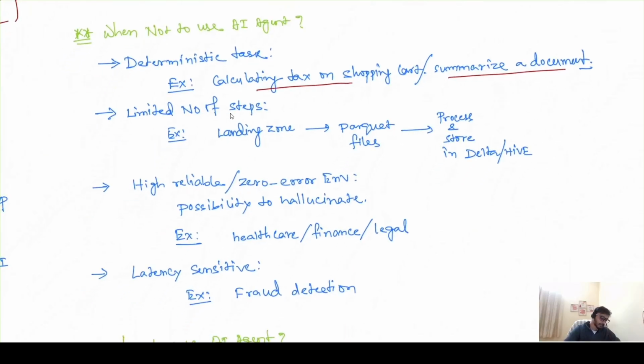Now let's see the limited number of steps. What does that mean? When you know the steps are very limited, or very much defined, in that case you do not need an AI agent. I'll give you one example. In the banking sector, every day you need to process files. Every day, let's say at 4 a.m., at your landing zone, you receive multiple parquet files for the day, and then you need to process them and store them in Delta or Hive tables.